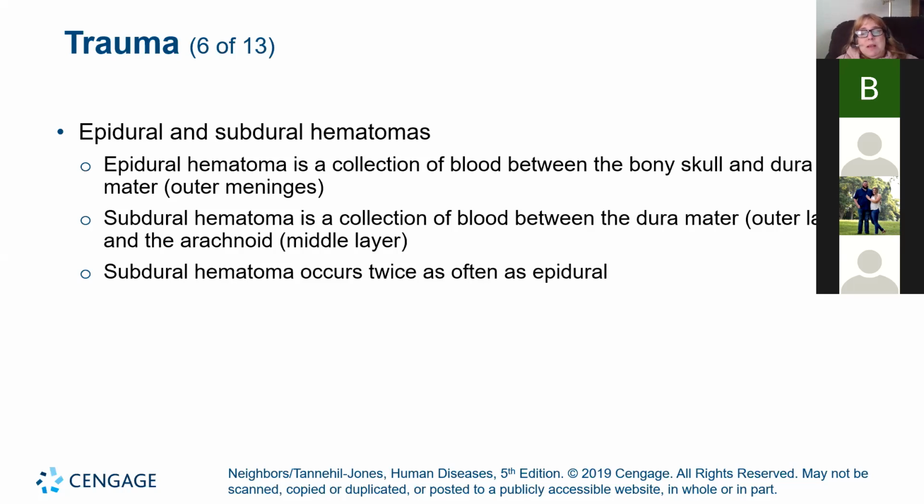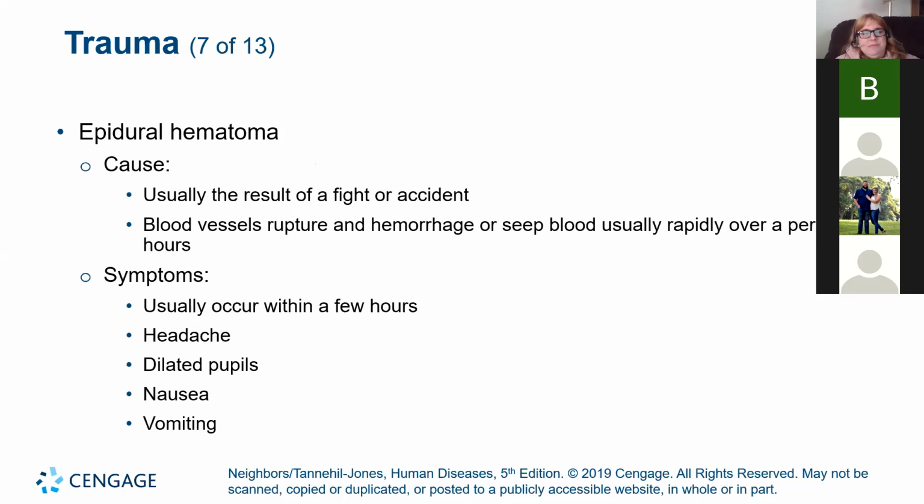A subdural hematoma is between the dura mater and the arachnoid. So a subdural hematoma is between two soft layers. There's no bone involvement. And subdural hematomas occur twice as often as epidurals, and I don't know why.